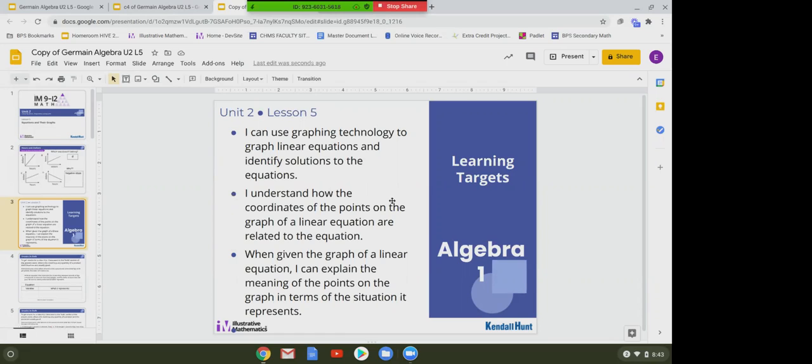Then we're going to be able to understand how coordinates of the point on a graph of a linear equation are related to the equation. So we're going to be given a quadrant, right? We're given like a grid, and there's going to be an equation line. There's going to be some points on that line. There's going to be some points that don't fall on that line. And we're going to discuss what those points mean depending on where they fall on our grid.